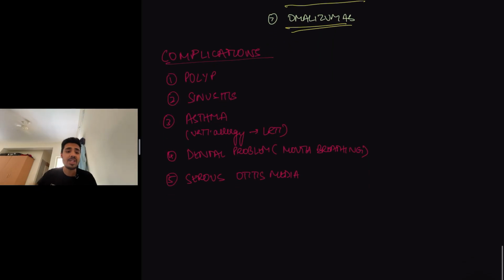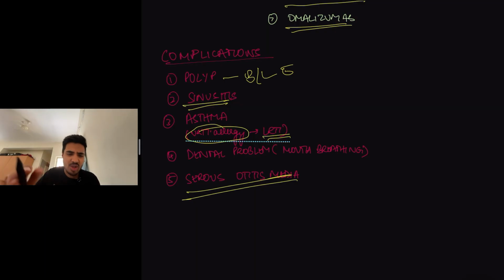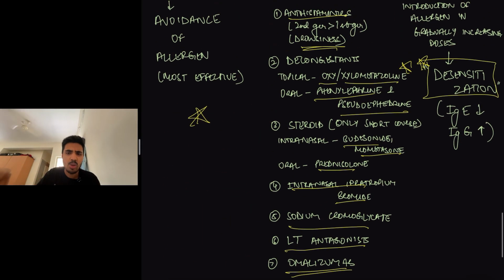Now complications. Polyp, more importantly, bilateral ethmoidal polyp is due to allergic rhinitis. Then sinusitis, because patient is having continuous edema of the mucosa, that can predispose to secondary bacterial infection leading to sinusitis. Then patient already has predisposition to allergy. So because of that, again, allergic rhinitis is an upper respiratory tract allergy, it can go into lower respiratory tract involvement. Then dental problems because patient keeps breathing through the mouth. And as I told, one of the otological signs, serous otitis media. Why? Because of eustachian tube dysfunction. So complications not that important, but remember just 2-3 so that you can write in case they ask.